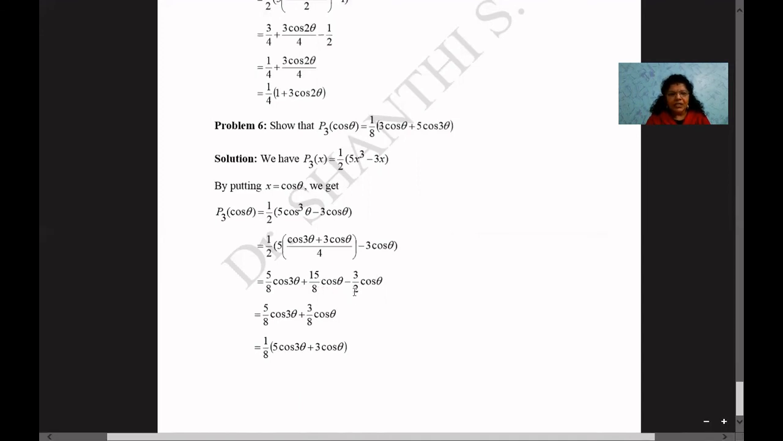Here the last two terms are cos theta, whose coefficient is 15 by 8 minus 3 by 2. Take LCM 8, you will be getting 3 by 8. Now, both the terms here have 1 by 8 common, which you can take outside. So we'll get 5 cos 3 theta plus 3 cos theta.